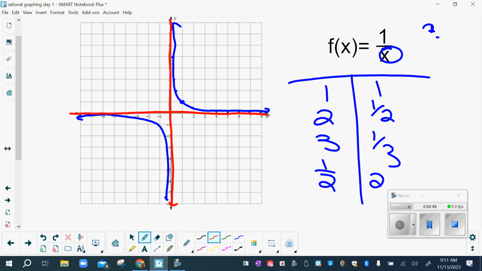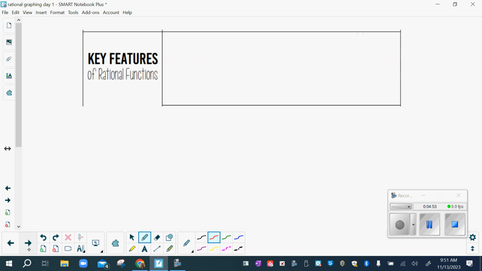Yeah? Okay. So the first thing we're going to do is get our piece of paper and learn some stuff about the key features of rational function graphs. Here we go.